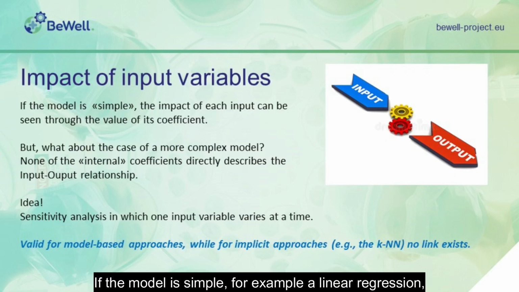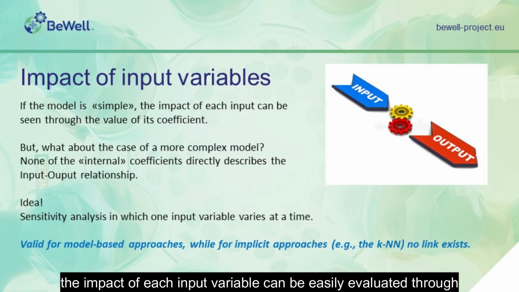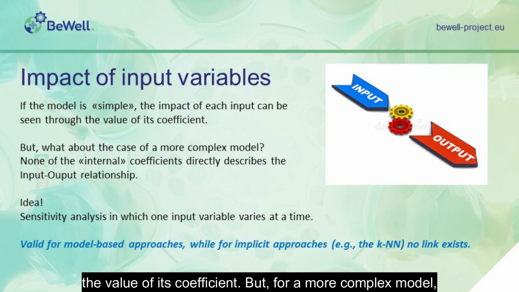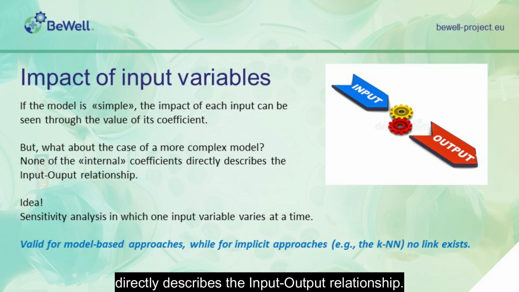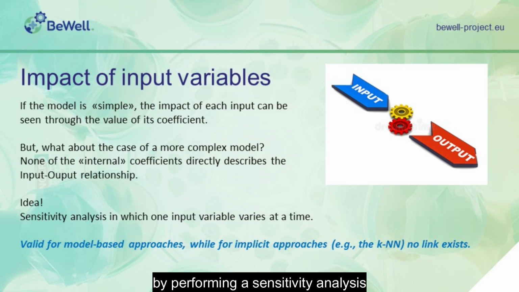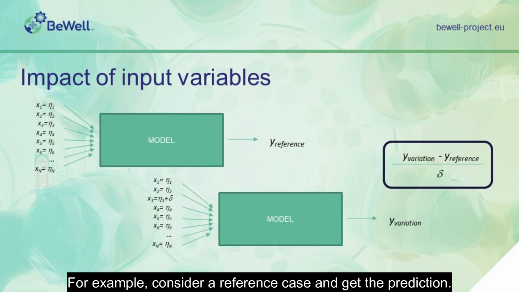If the model is simple, for example a linear regression, the impact of each input variable can be easily evaluated through the value of its coefficient. But, for a more complex model, none of the internal coefficients directly describes the input-output relationship. However, this input-output link can be highlighted by performing a sensitivity analysis in which one input variable varies at a time. For example, consider a reference case and get the prediction.